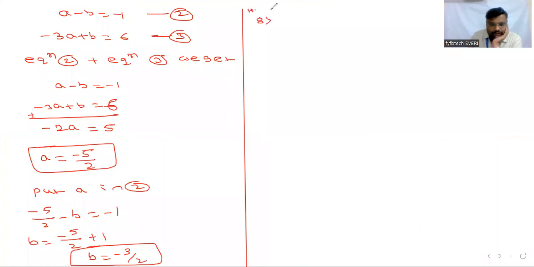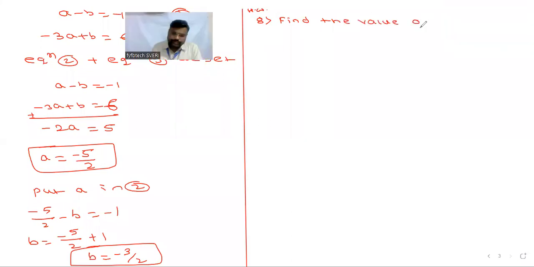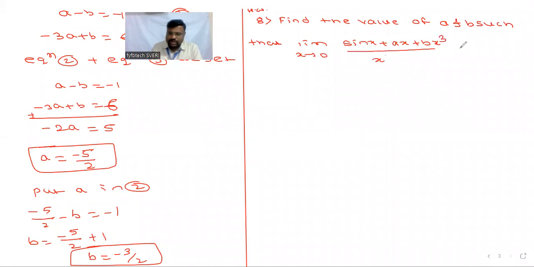So this is for your hard work. Find the value of A and B such that limit x tends to 0, sin x plus ax plus bx cube divided by x cube is equal to 0.